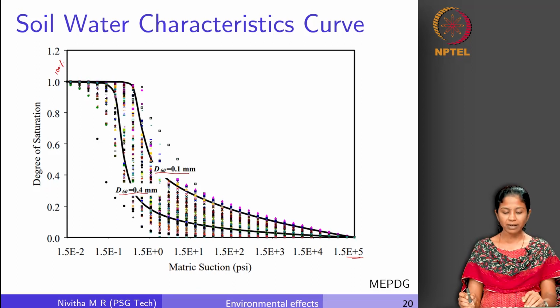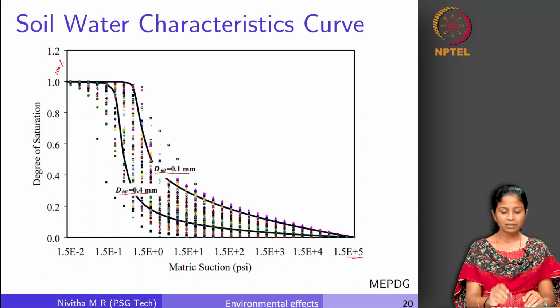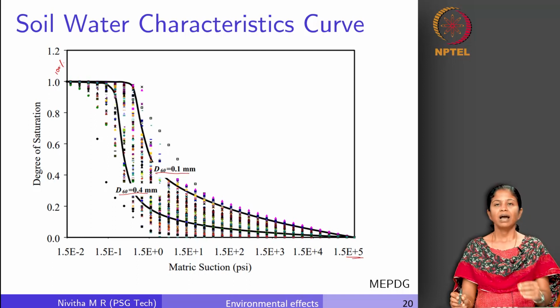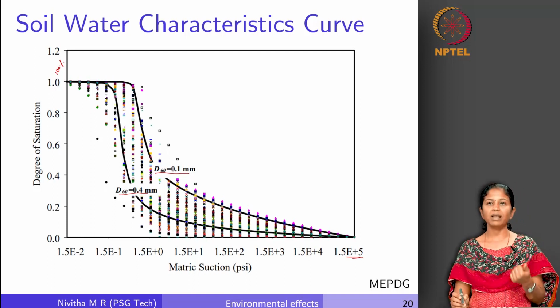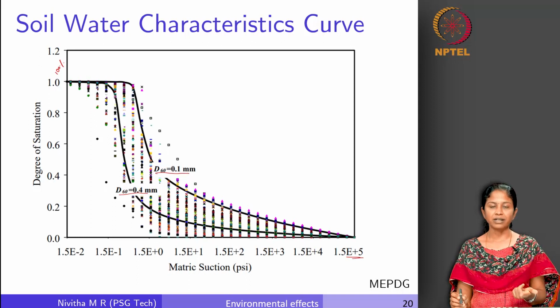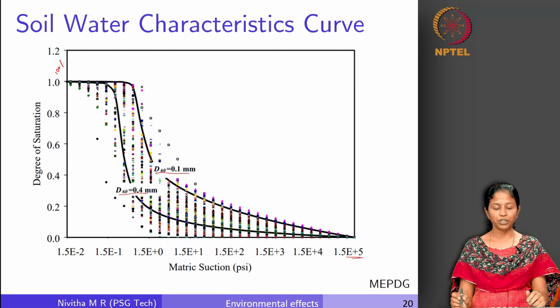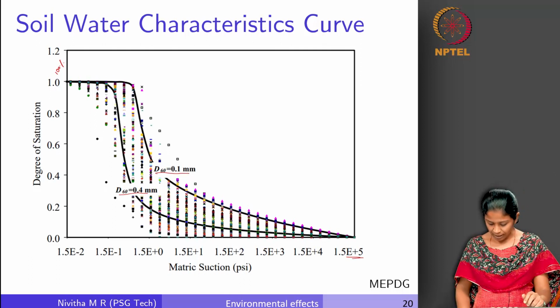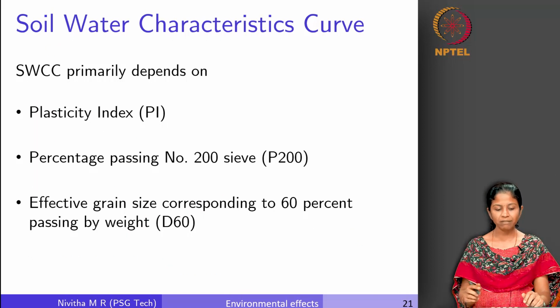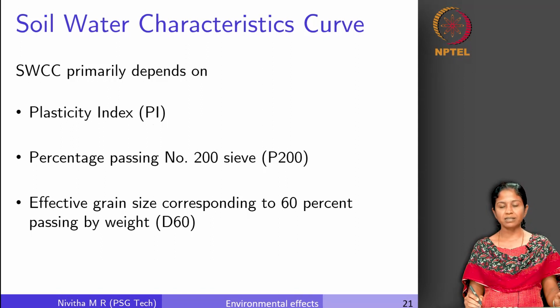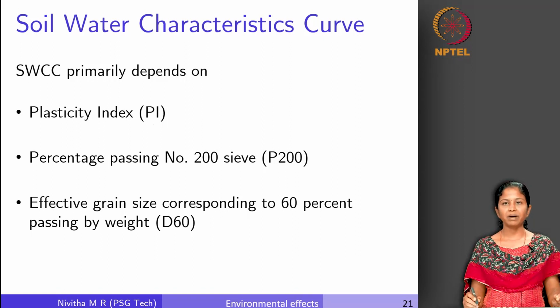So depending upon the gradation of the soil also, this is going to vary, right. So this is highly sensitive to the type of soil, the natural condition of the soil and the particle size distribution of the soil. So this is with regard to the soil water characteristic curve. So this soil water characteristic curve depends upon 3 parameters.